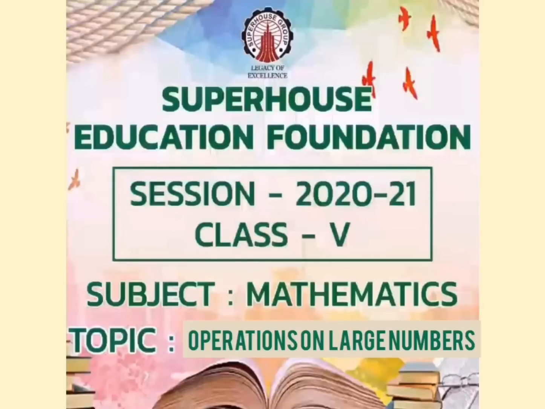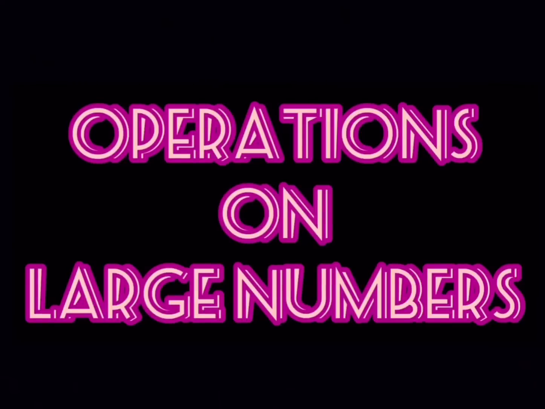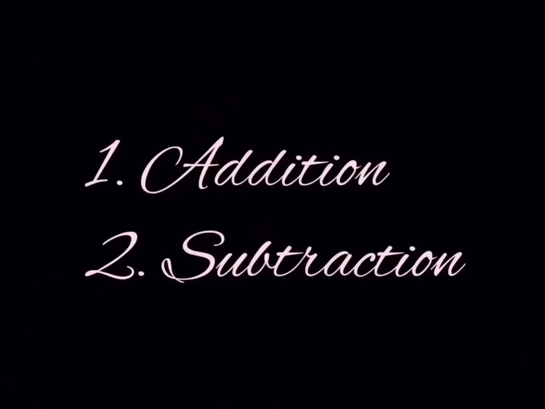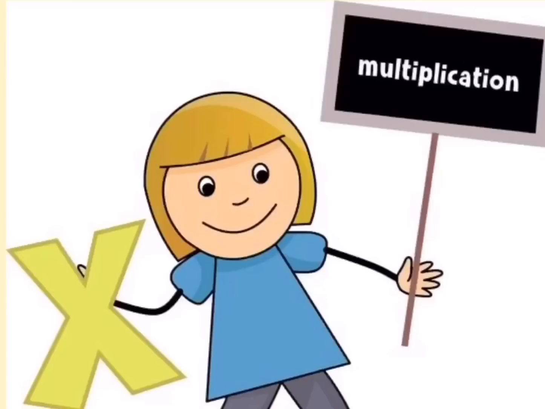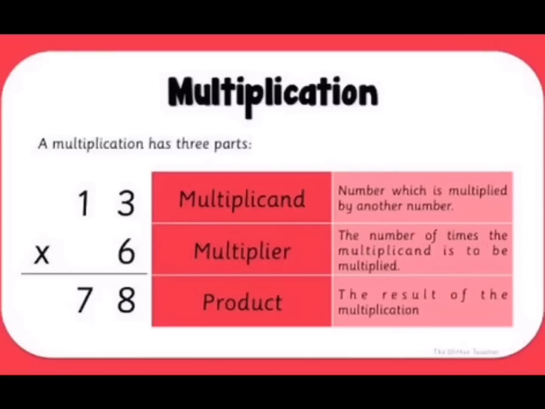Children, in our previous modules, we have learned about the chapter Operations on Large Numbers, in which we have learned about the two operations that are addition and subtraction. Today, we are going to talk about the third operation, that is multiplication. It is also known as repeated addition. Students, we have already learnt multiplication in class 4. Now we shall perform the same operation on large numbers.